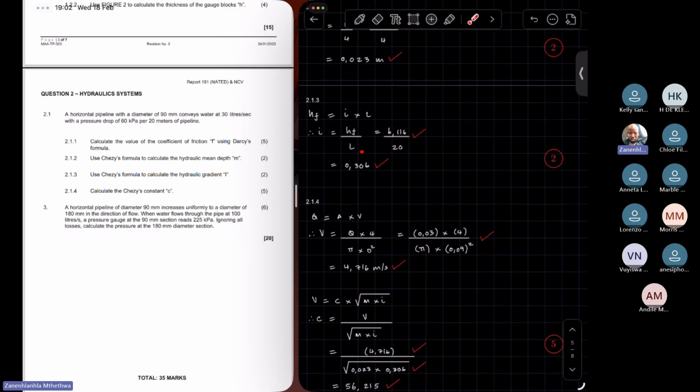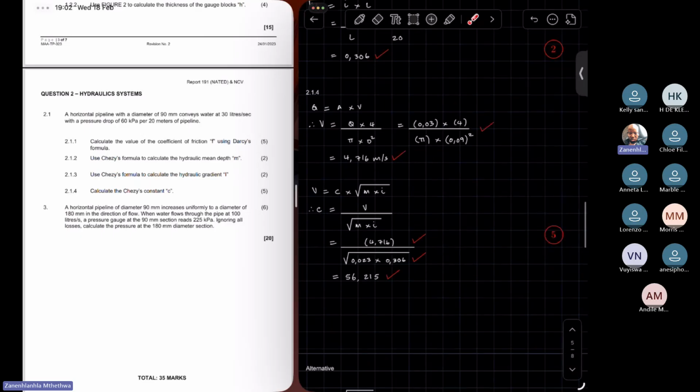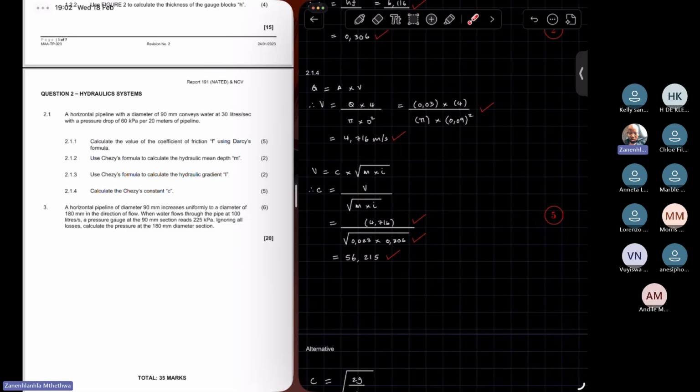Right. So this is how you calculate HF, and then to calculate 2.9.4, calculate Chezy's constant C. All right, so there are two approaches you can use here. The first one being to calculate V from this formula. We've been given Q. We have the diameter of the pipe, so you can get the area. Hence, you can make V the subject of the formula. In doing so, this is the approach I took. And then this is what I got. It's 4.716 meters per second.